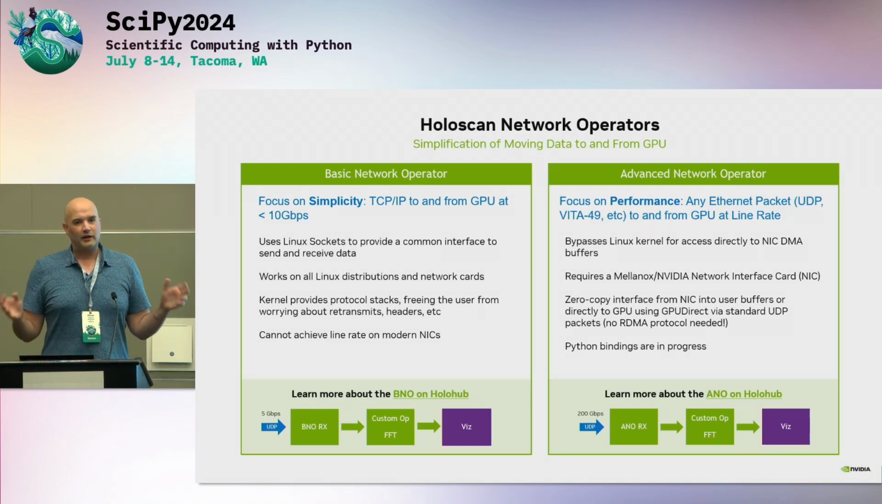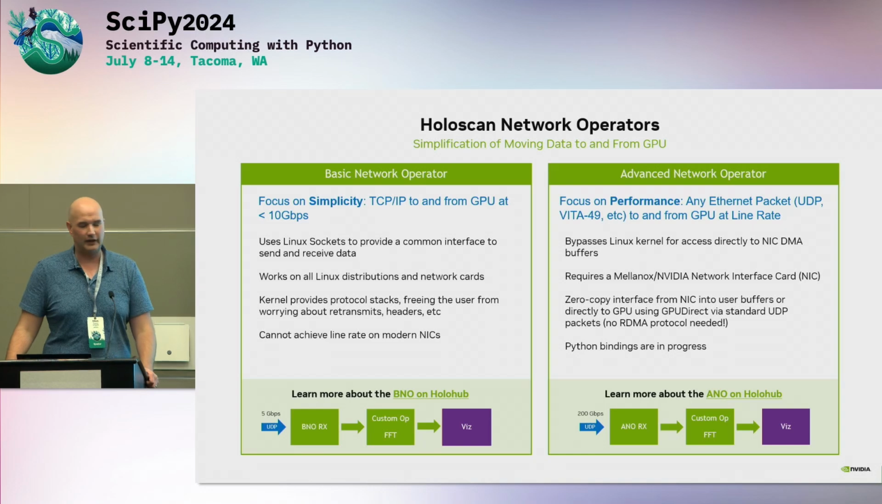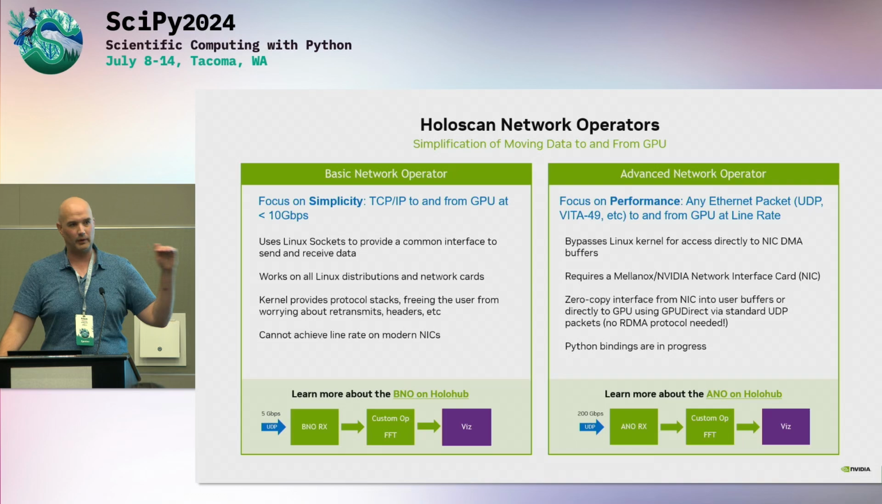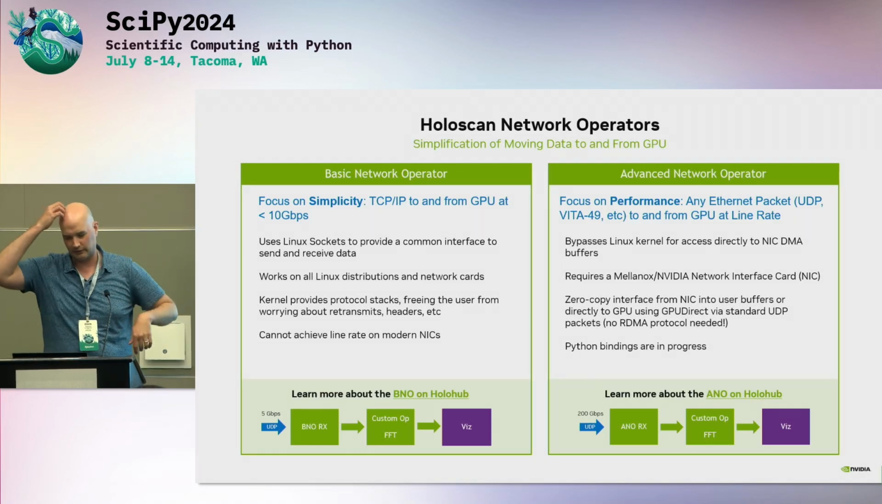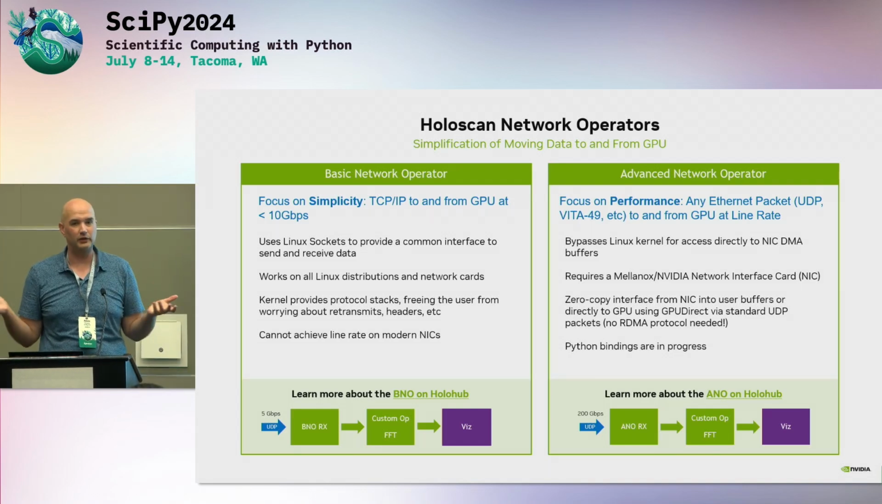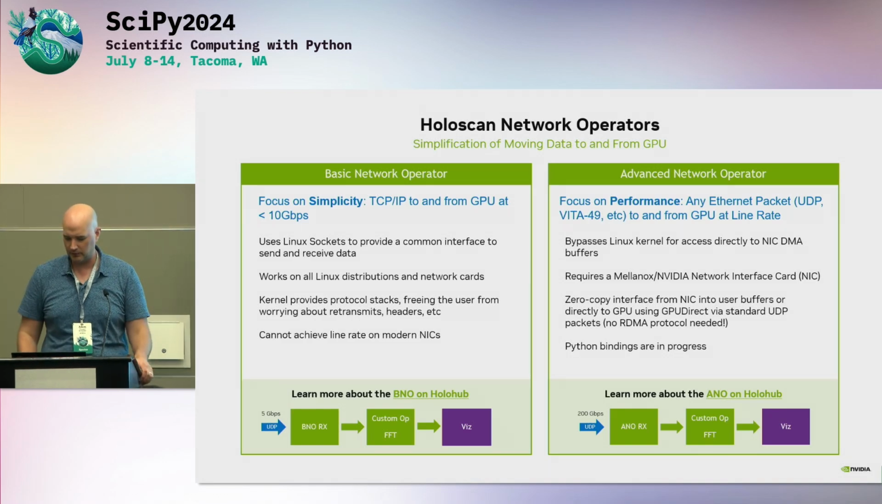The advanced network operator, Python bindings are in progress. So this is a C++ operator currently, but its focus is on performance. And so essentially what we're doing here is implementing GPU direct RDMA. So you have data that goes straight from your NIC to your GPU. And this is done by abstracting away the data plane development kit, so DPDK, for packet processing. This is like the high rate. So we've hit up to 400 gigabits per second with a ConnectX-7 NIC and a Hopper series GPU. But again, think 100 to 200 gigabits per second per NIC and GPU pair.